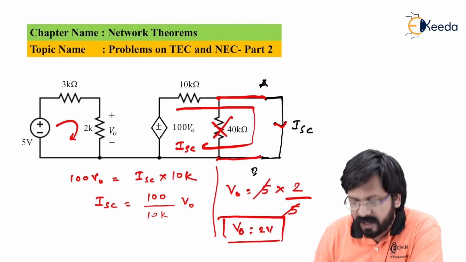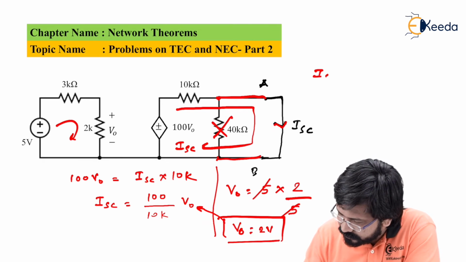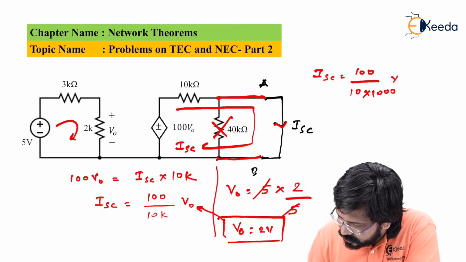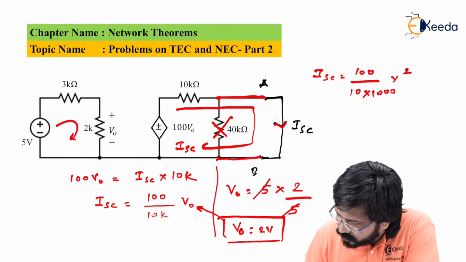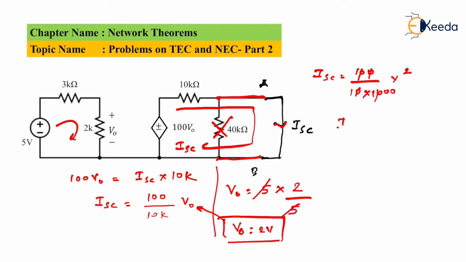So we need to only substitute the value of V0 in this expression to get the value of ISC. So ISC becomes 100 upon 10K, K is 1000, times V0 is 2. So this gets cancelled, this gets cancelled. So what is remaining? ISC is 2 by 100, which comes out to be 1 by 50 ampere.